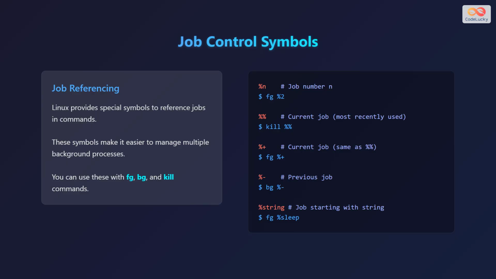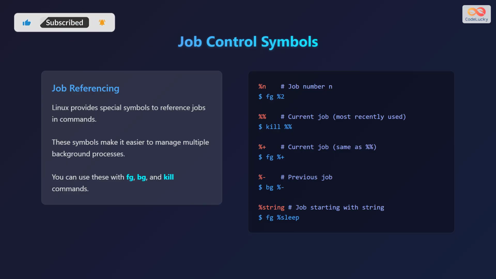The symbol %% refers to the current job, which is the most recently used job. So kill %% would kill the current job. The symbol %+ is the same as %% and also refers to the current job. So fg %+ is equivalent to fg %%.